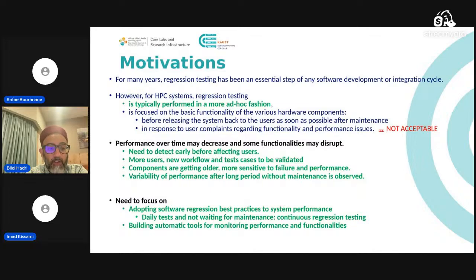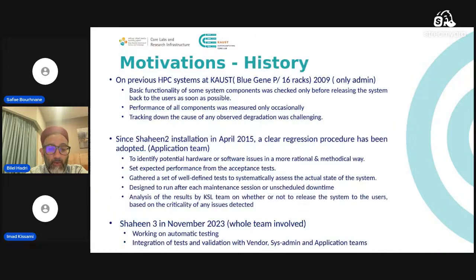So we need to adapt methodologies. For best practice, to make sure that you get the performance as expected, you need to do sometimes up to daily tests and not wait for maintenance. This is what we call continuous regression testing. And sometimes you need to build automatic tools for that. I give here a pure example of the motivation and a kind of history. I know it's bad, but this is how we improved.